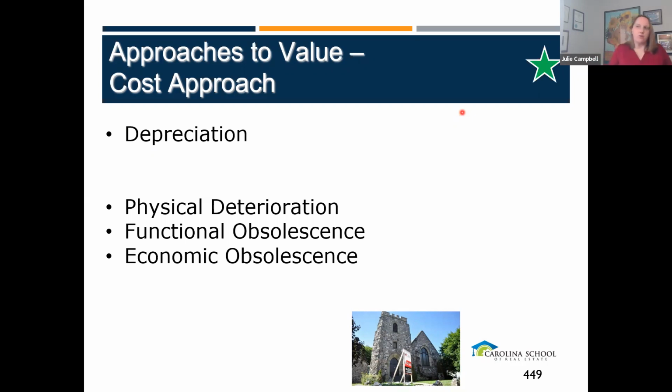So there's 3 categories of depreciation. Again, we're going to break them down in just a second. Physical deterioration is just ordinary wear and tear. We have 2 different types of physical deterioration.